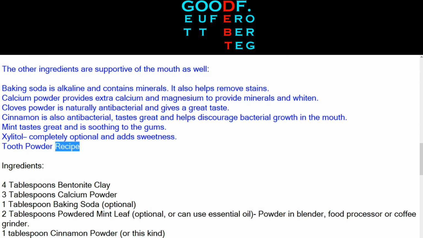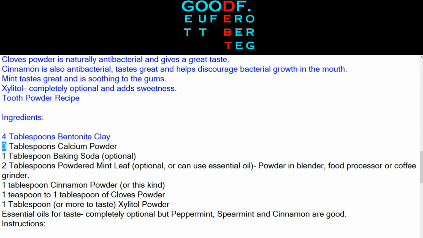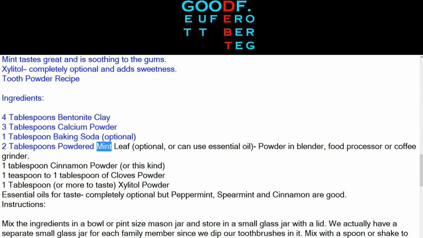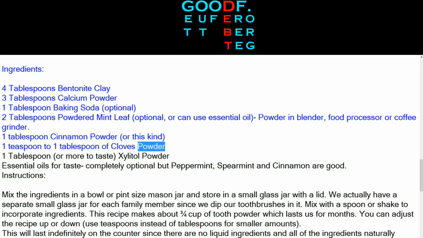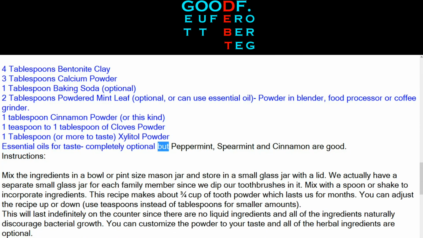Tooth powder recipe. Ingredients: 4 tablespoons bentonite clay, 3 tablespoons calcium powder, 1 tablespoon baking soda, 2 tablespoons powdered mint leaf (optional, or can use essential oil; powder in blender, food processor or coffee grinder), 1 tablespoon cinnamon powder, 1 teaspoon to 1 tablespoon of clove powder, 1 tablespoon, or more to taste, xylitol powder. Essential oils for taste are completely optional, but peppermint, spearmint and cinnamon are good.